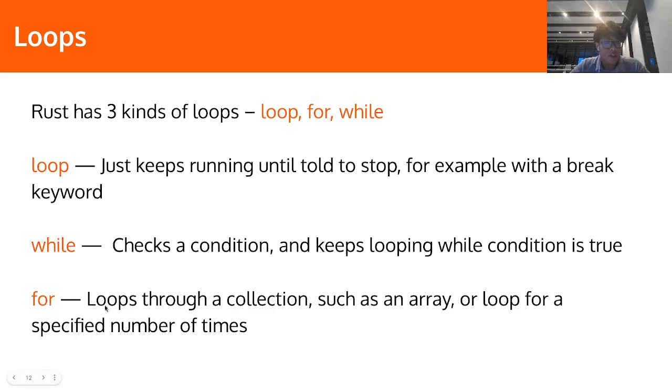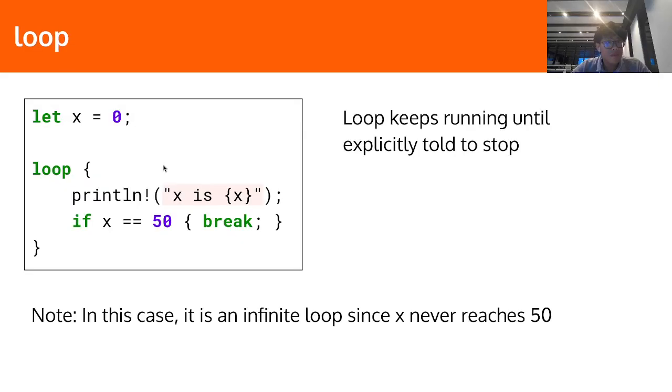And the last one is the for loop. This one loops through a collection, such as an array, or it loops a specified number of times. So moving forward, we're going to have examples for all 3. So the first keyword is loop. So this is an example of the loop construct.